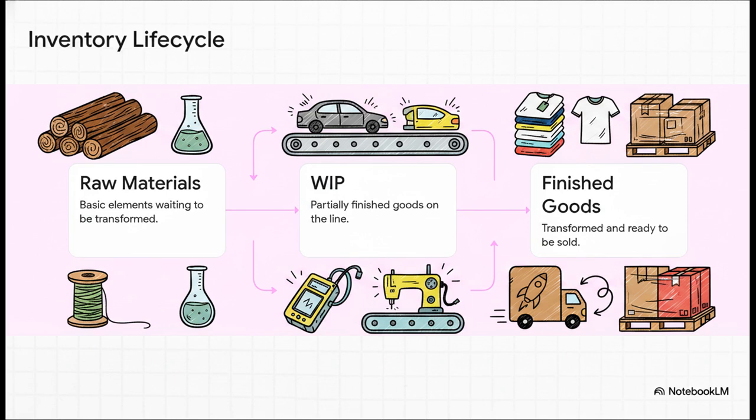It's partially finished, and it's literally absorbing labor and electricity costs as we speak. Finally, it becomes finished goods, all boxed up and ready to be shipped out. Tracking inventory through these three distinct phases is absolutely crucial so the business knows exactly where its cash is tied up at any given millisecond.